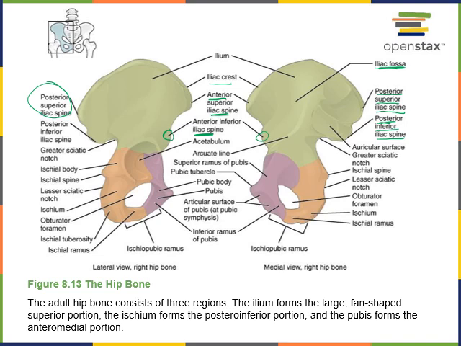The greater sciatic notch is a large curve on the posterior where the ilium meets the ischium. The greater sciatic notch gets its name from the sciatic nerve, the largest nerve in the body, which travels along the greater sciatic notch. There is also a lesser sciatic notch that is part of the ischium. The lesser sciatic notch is located inferior to the ischial spine.